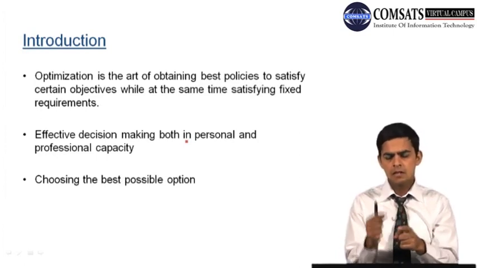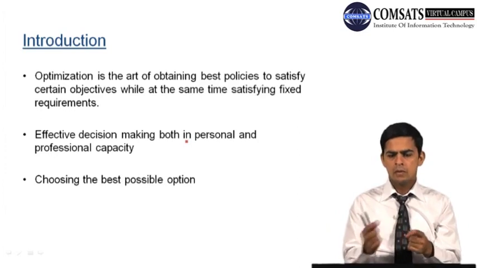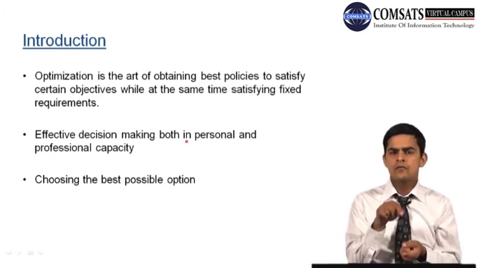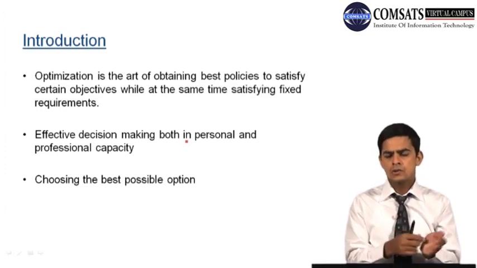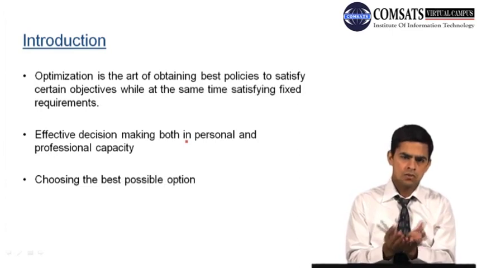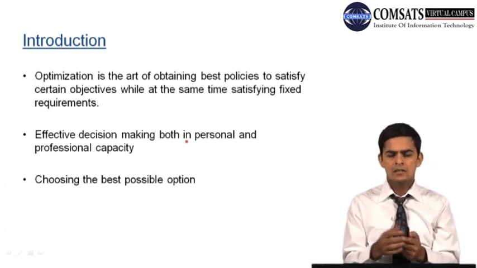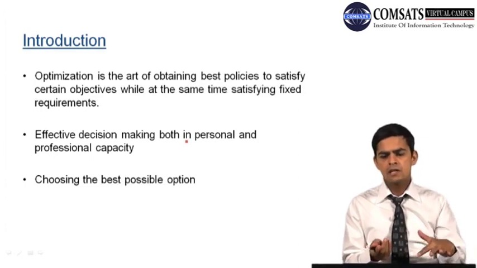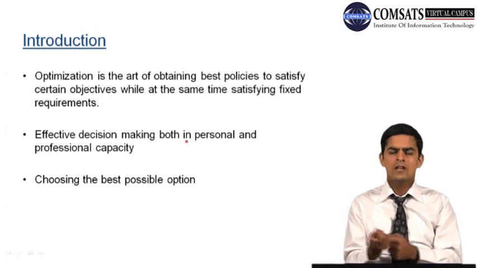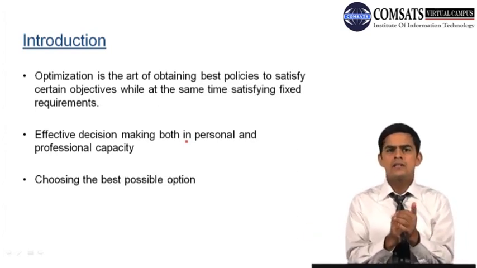So I want to go from A to B, but I want to get there in 15 minutes. So I want to choose the quickest possible option. So my objective is to go from point A to point B, but my fixed requirement is I want to get there in just 15 minutes. Okay, so I want to obtain the best possible route. That's the best policy in this case, which satisfies my objective, and it also satisfies my requirement. Okay, so there is only one objective and one requirement. Okay, so let's look at another scenario.